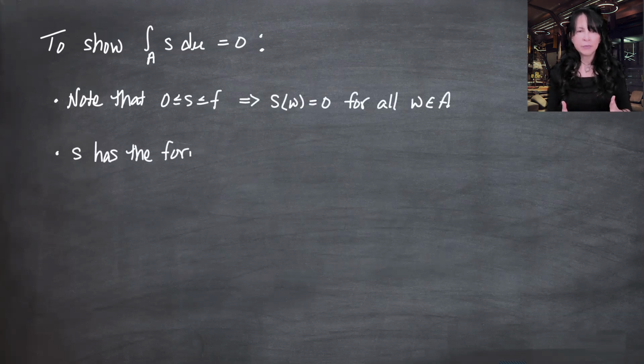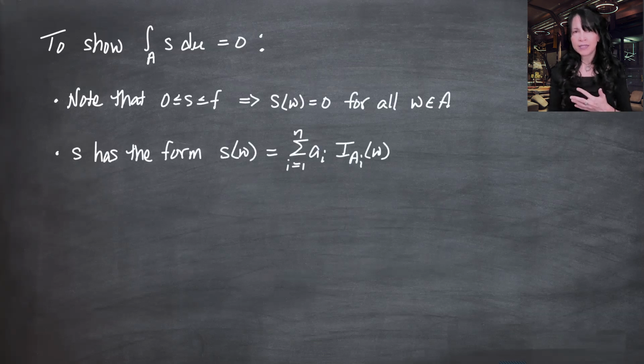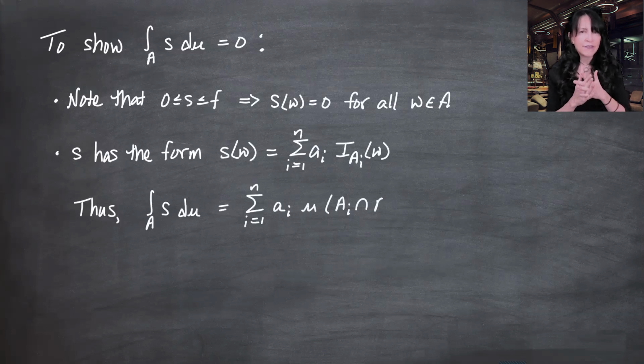Now, s being simple has some form: the sum as i goes from 1 to n of little a_i's times the indicators of the capital A_i's of ω. So the integral over A of s dμ is the sum as i goes from 1 to n of little a_i, and then times the μ measure of capital A_i intersected with A. So let's look at these μ's.